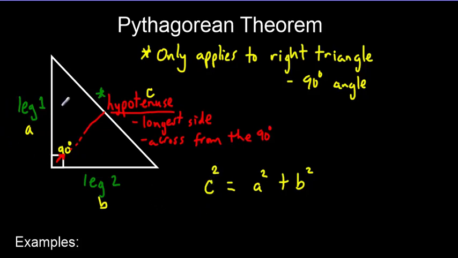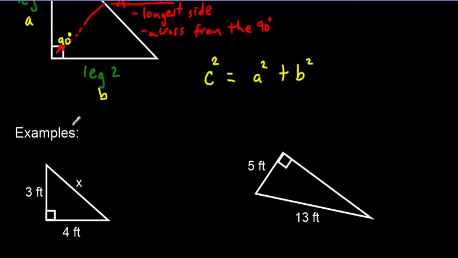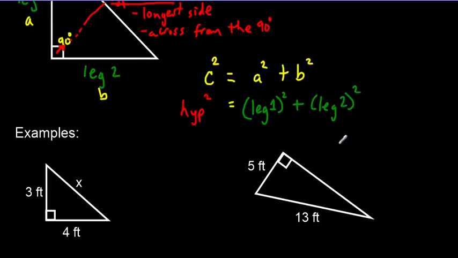Okay, so instead of using C squared, A squared, B squared, we could have also written this as the hypotenuse. Let's go red. The hypotenuse squared is equal to leg 1 squared plus leg 2 squared. Okay, so the important thing here is that the hypotenuse is on its own, okay, and the legs go together on the other side. Okay, so let's see how this works here.